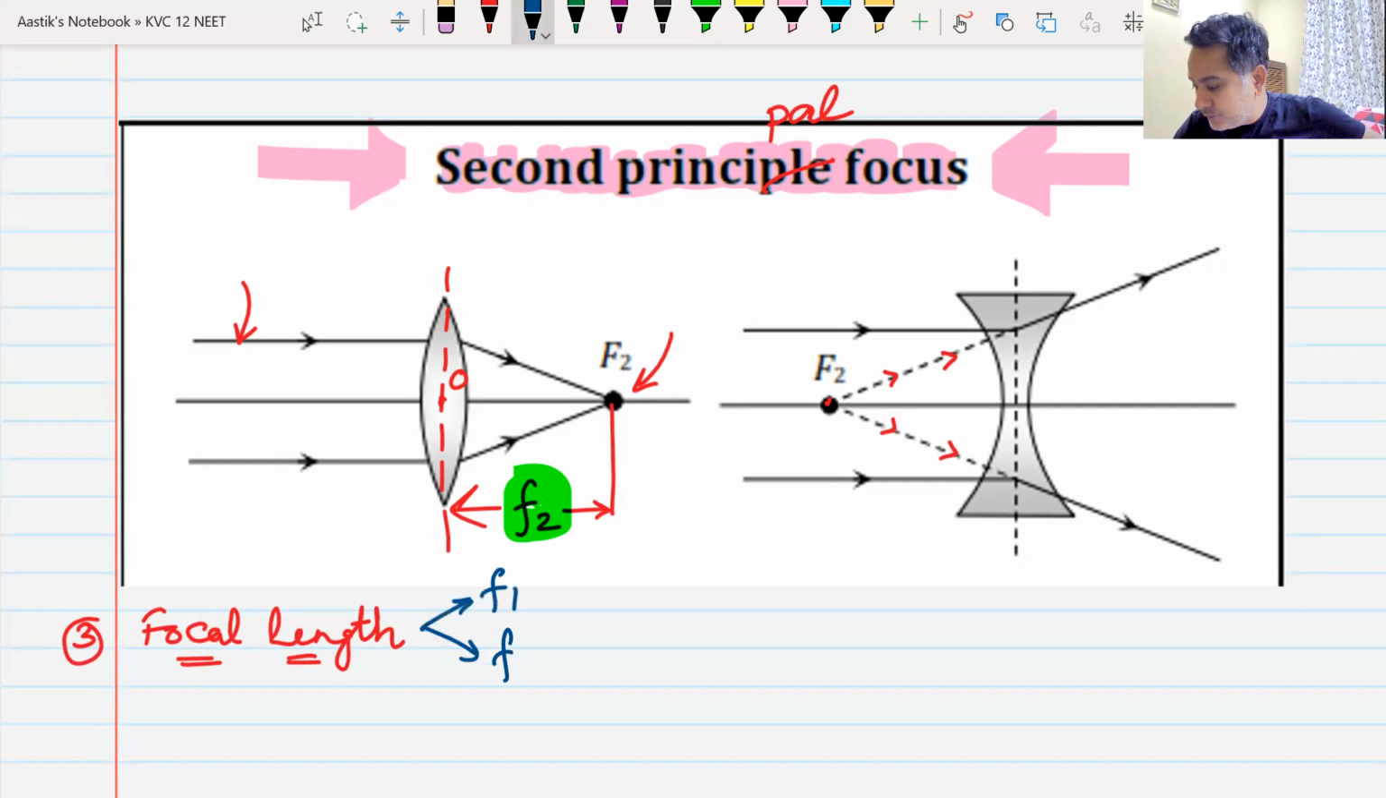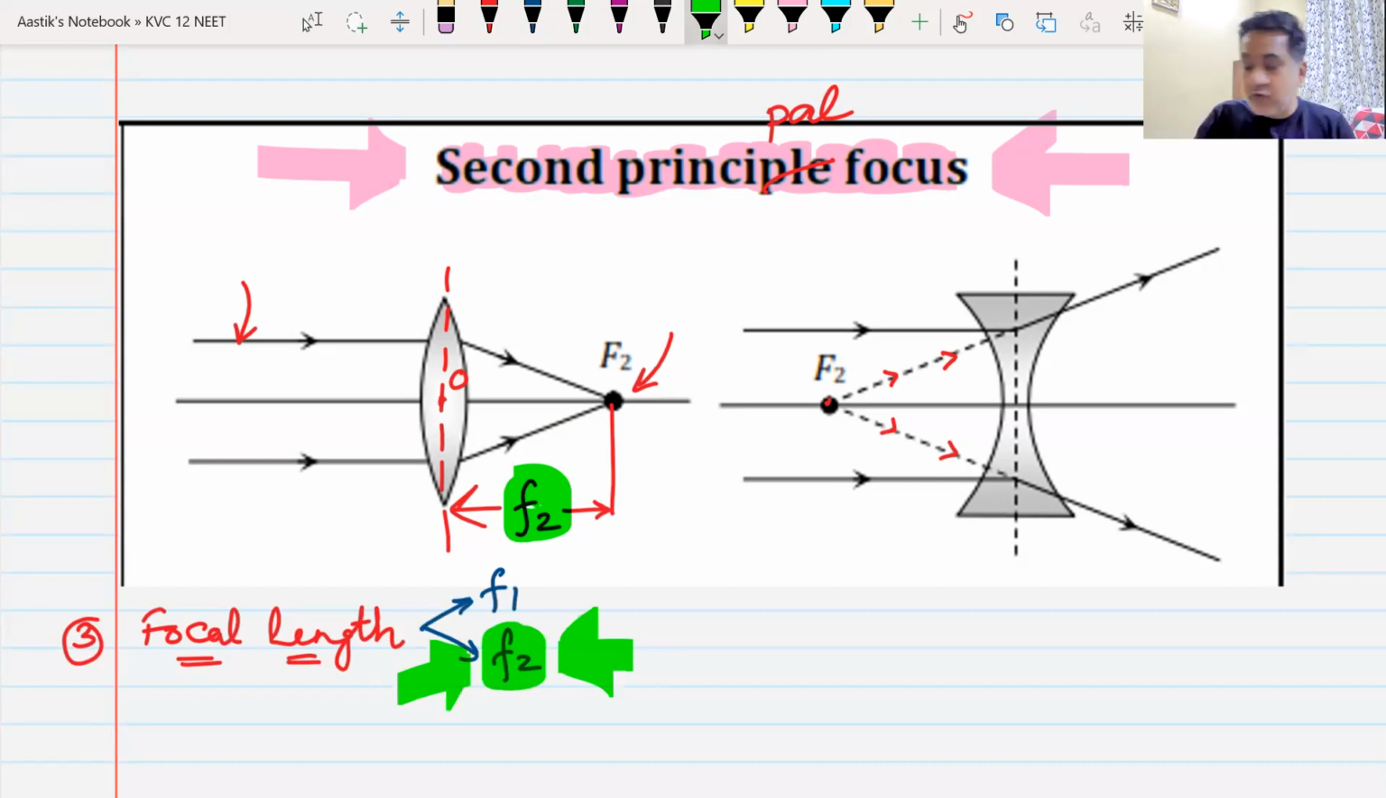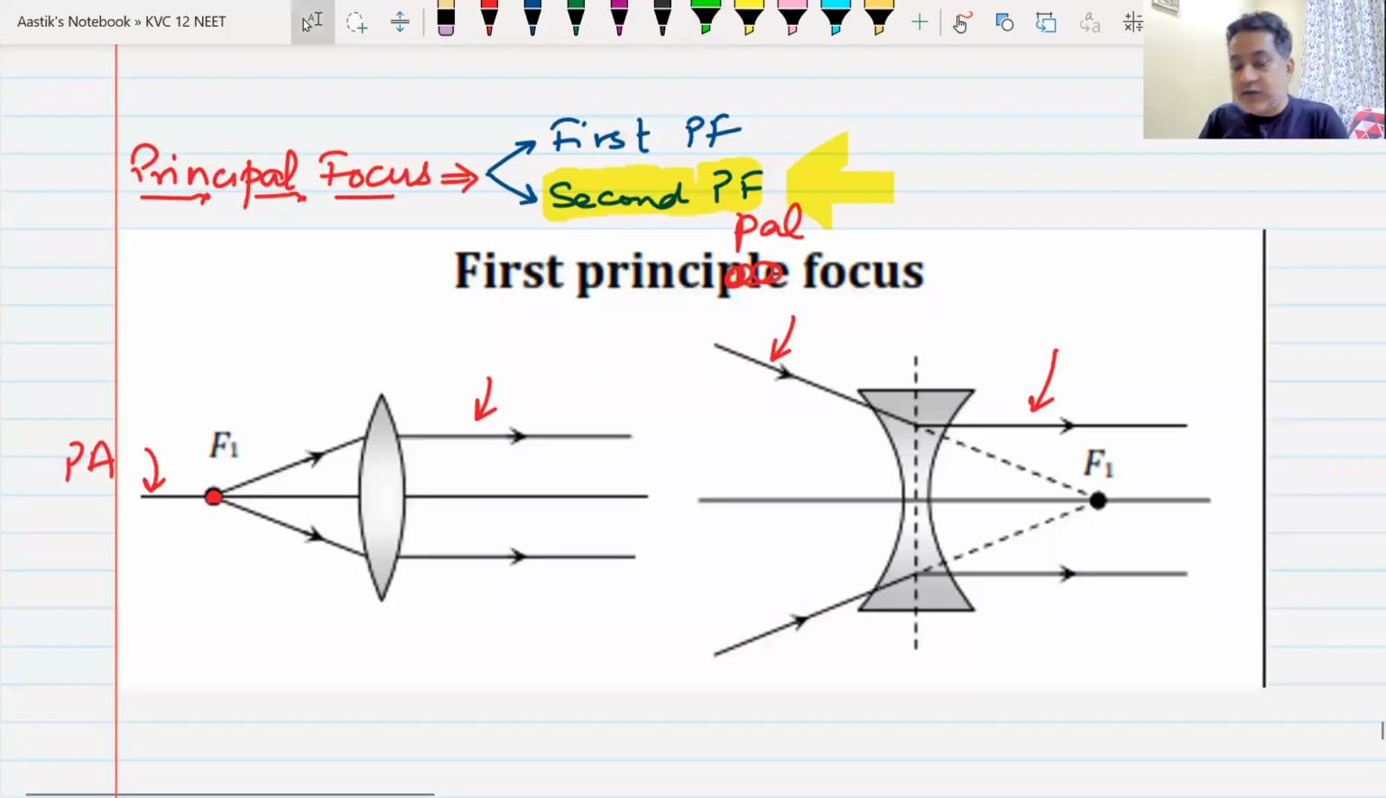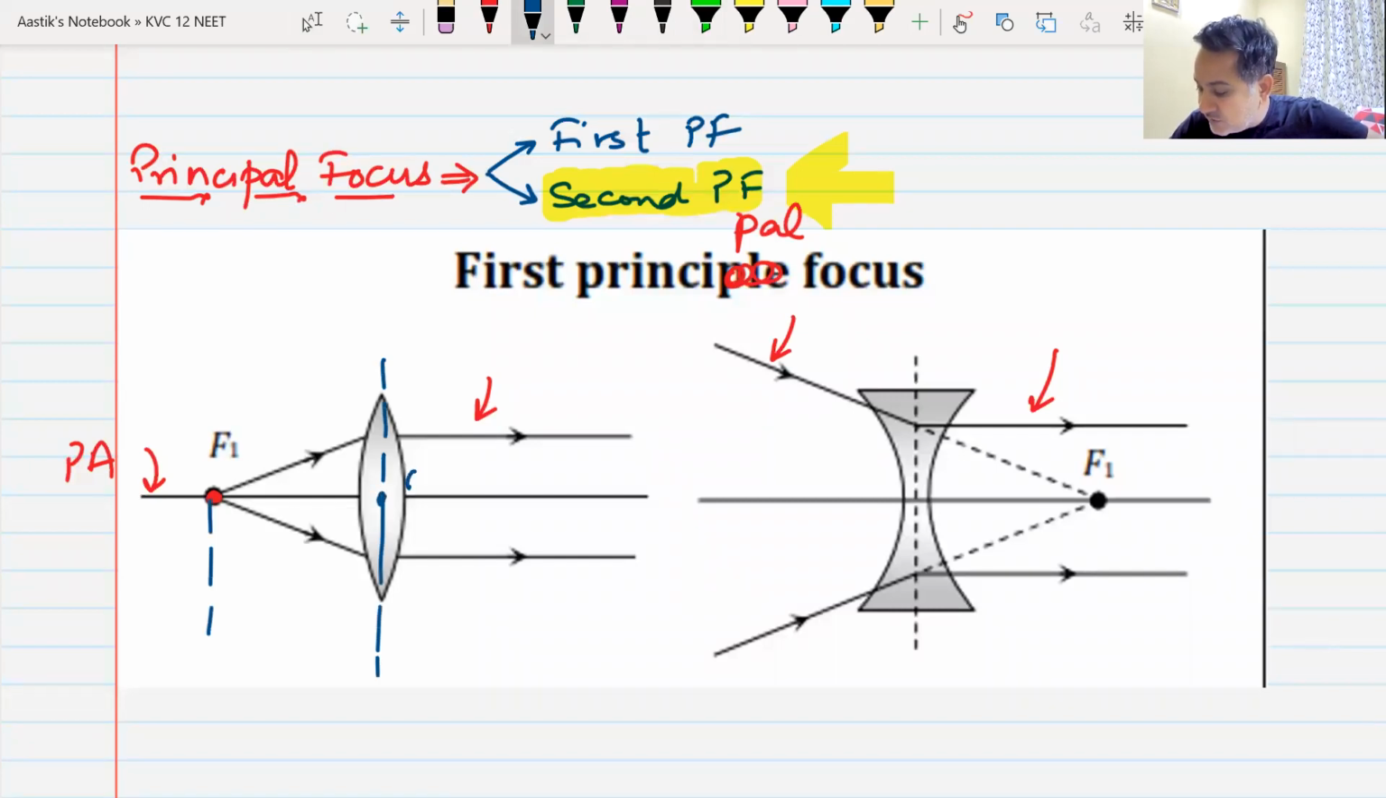F1 and F2. Two focal lengths. Whenever we talk about the focal length of a lens, which focal length are we talking about? Second principal focal length. The distance of the first focus from the center of the lens will be known as the first principal focal length. We normally do not talk about it, but it's my humble duty to show you, so you can draw it in the diagram. This is the optical center, F1, F2.